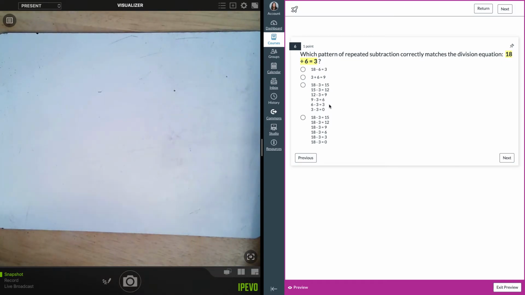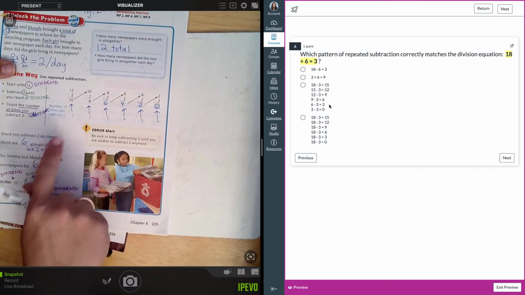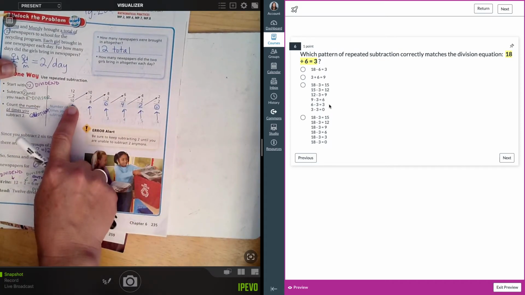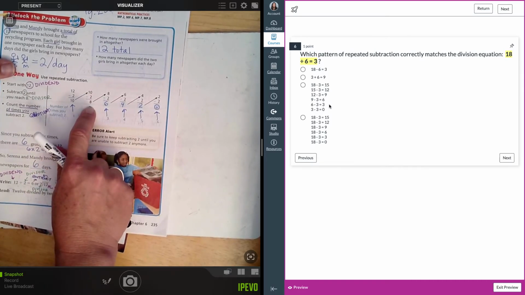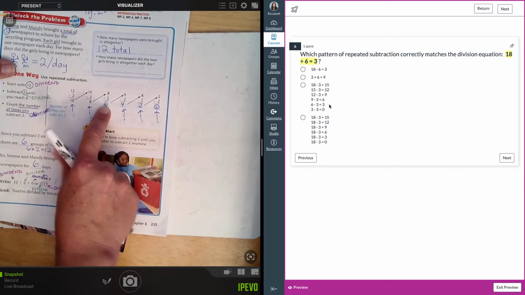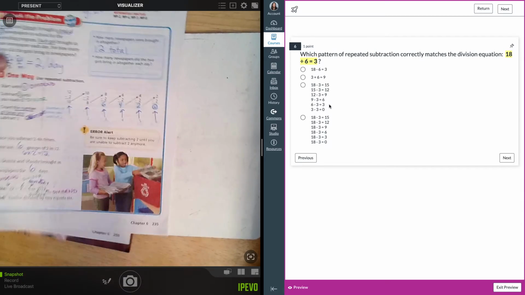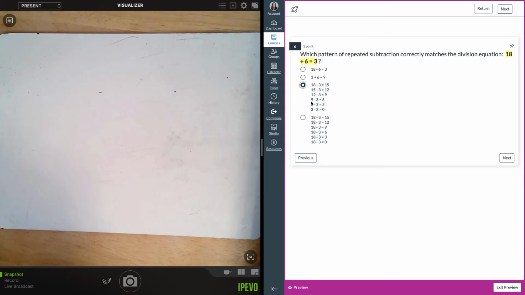When I was looking at that repeated subtraction lesson, which was lesson 5, I remember. And it's okay when you guys are practicing if you need to go back and look. But this was 12 minus 2 equals 10, 10 minus 2 equals 8, 8 minus 2 equals 6, 6 minus 2. So this pattern is shown in this bubble. The bottom bubble is just 18 minus 3 is 15, 18 minus 3 equals 12, which isn't true. So it has to be this bubble.